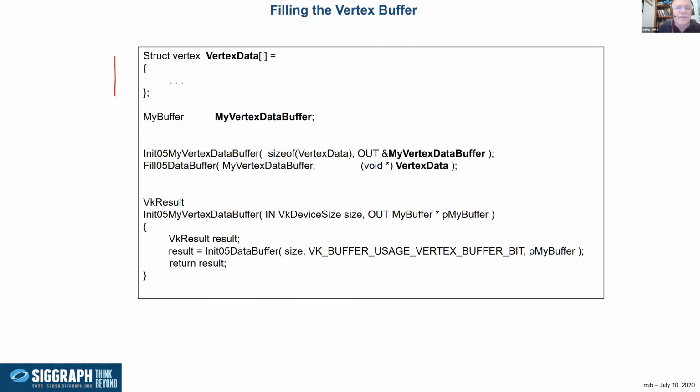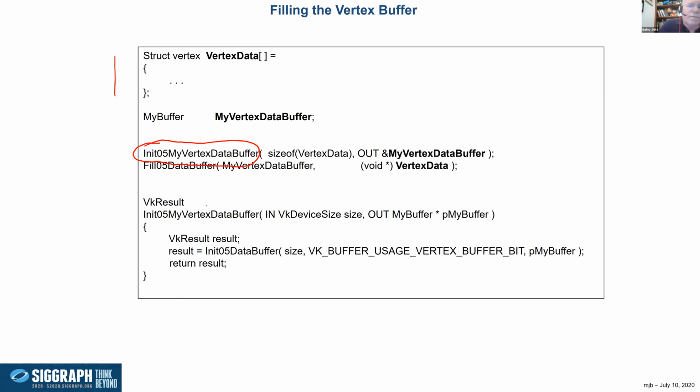How do you get this in? Well, in Vulkan, the word buffer means a chunk of graphics card GPU memory that you're going to put your own stuff in. And so in step number 5, the function init05, initialize the vertex data buffer, it is going to use the fact that in that vertex data file, it knows how big that buffer is, and it's going to go and create that.